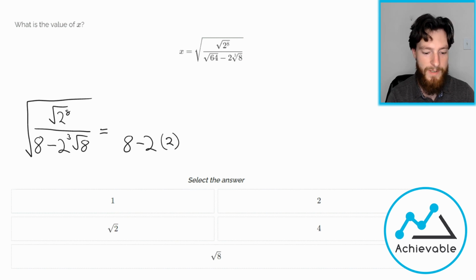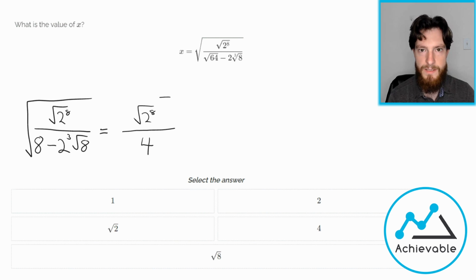So on the bottom now we have 8 minus 2 times 2, which is 4. And on the top we have the same as before. So now the bottom simplifies to just 4. And let's look at the top for a moment.